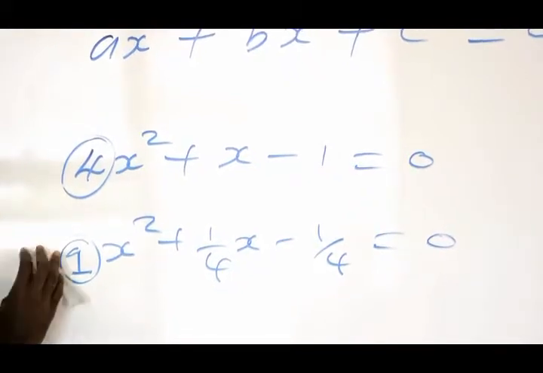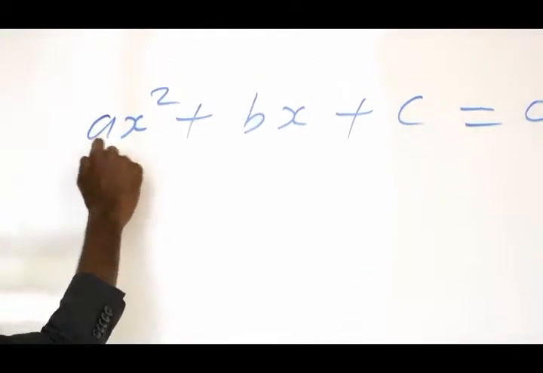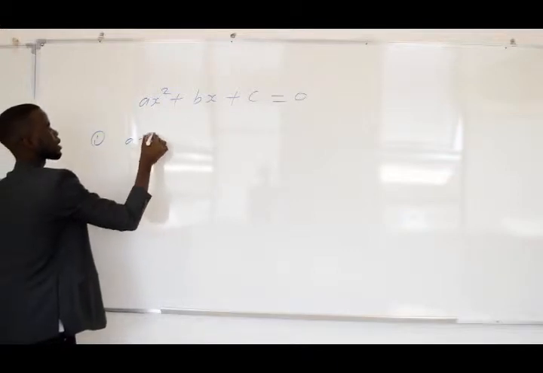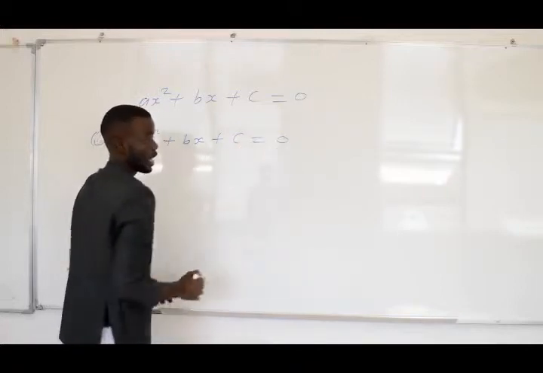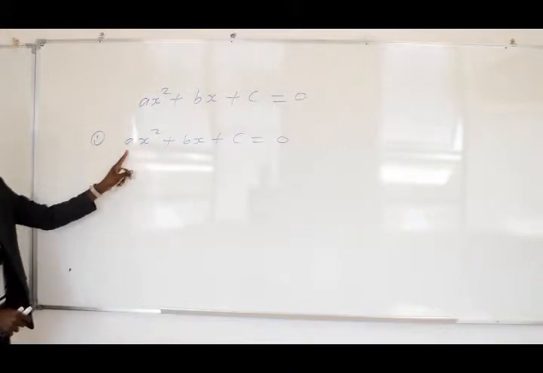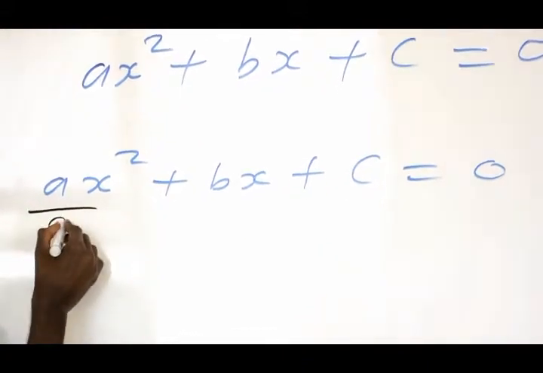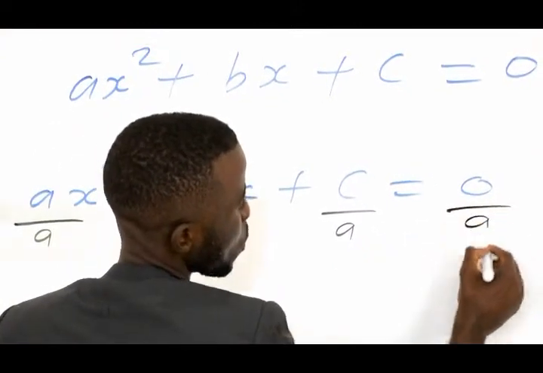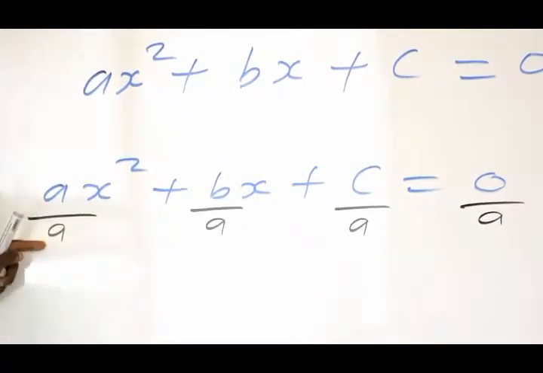So even when proving the quadratic formula, we'll do the same thing. We'll divide throughout by a so that we can get rid of this a. Now let's try to do it. We have ax squared plus bx plus c is equal to 0. Now let's concentrate on the a value, the coefficient of a. How do you divide? You just divide it. This is ax squared upon a, bx upon a, and c upon a is equal to 0 upon a. We are just dividing throughout by a so that we can get rid of this a.